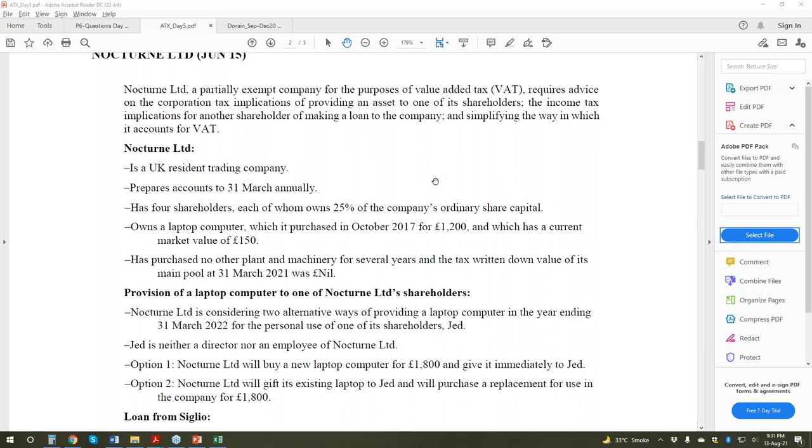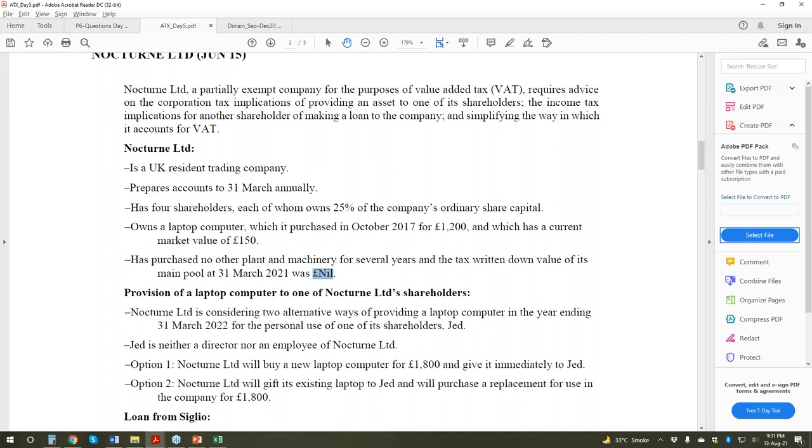As far as option two is concerned, if the company gives the old laptop to Jed, it will be considered as if the company has sold this laptop to an unconnected person. Now, if you remember, the market value of the company's laptop was 150. However, the cost is nil. Why? Because the company's main pool value was nil. So 150 minus 0 equals 150 of balancing charge, which means that the company has to pay 19% tax on this balancing charge.